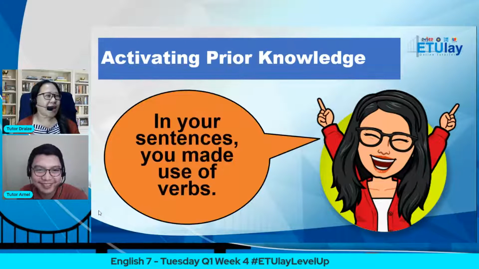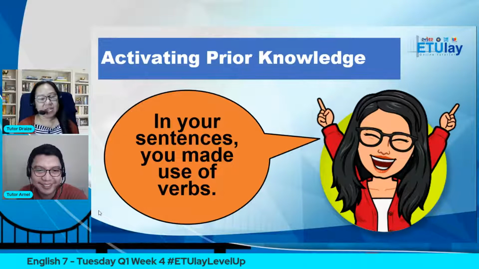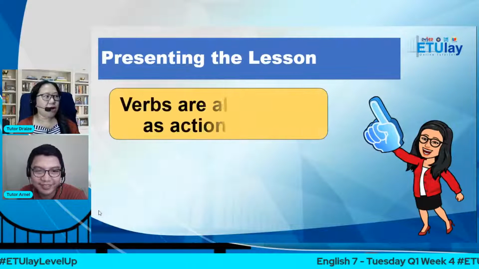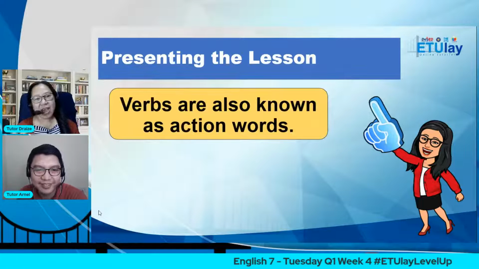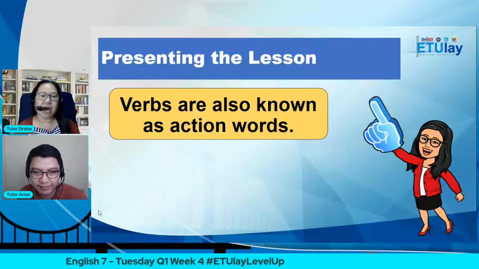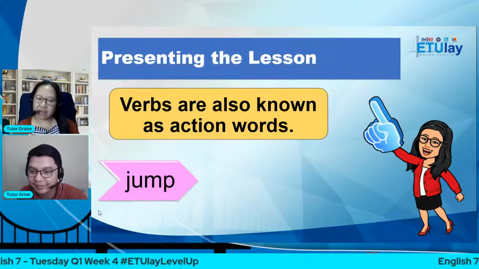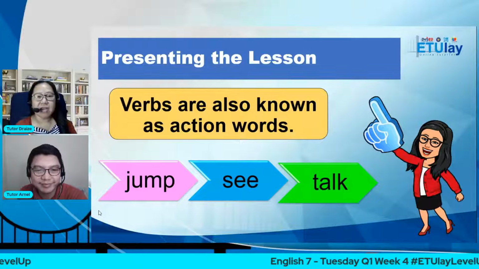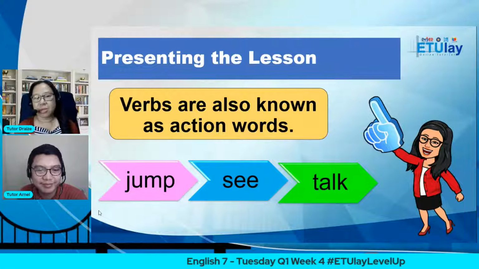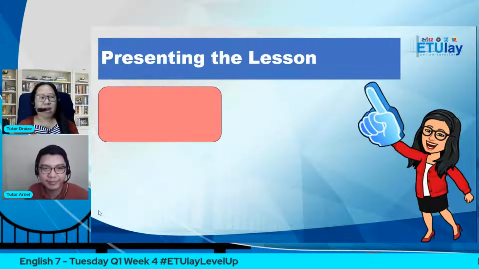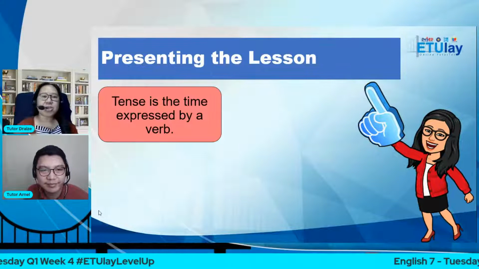So, next, in your sentences, of course, you made use of verbs. Now, what are verbs? Verbs are also known as action words. So anything that would give an action or would show an action is called a verb. Like for example, jump, see, or talk, right? So these are all examples of verbs. Now, for this afternoon, we will also be knowing more about it and also the tenses.